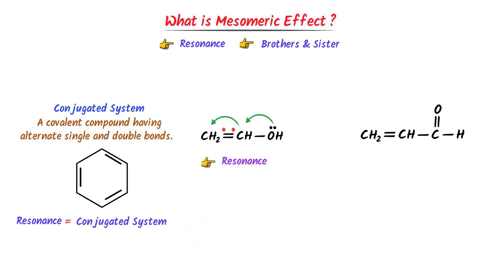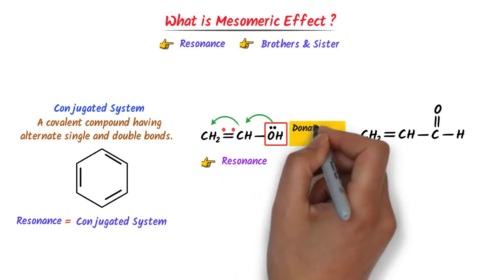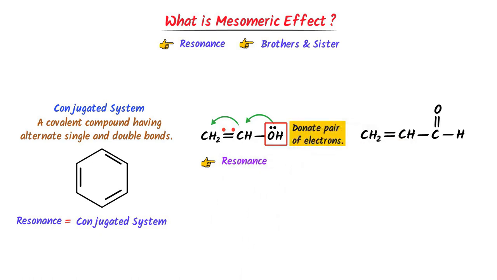Now listen carefully. This hydroxyl group donates electrons in the conjugated system through resonance. Let me repeat it. This hydroxyl group donates electrons in the conjugated system through resonance. In this compound, resonance occurs as well as mesomeric effect.